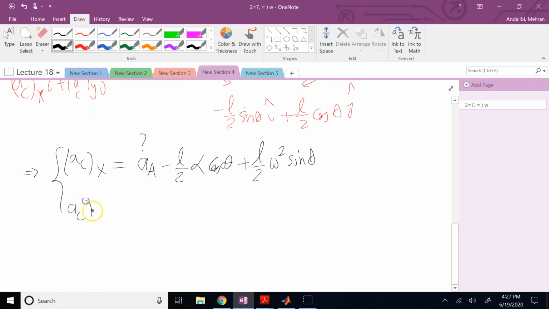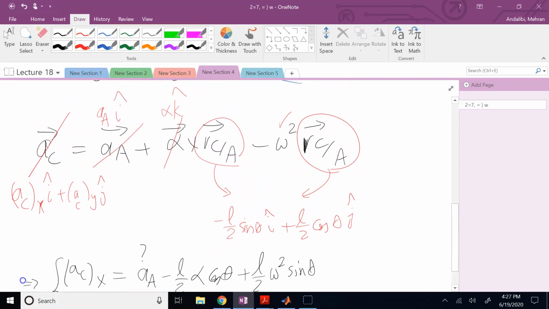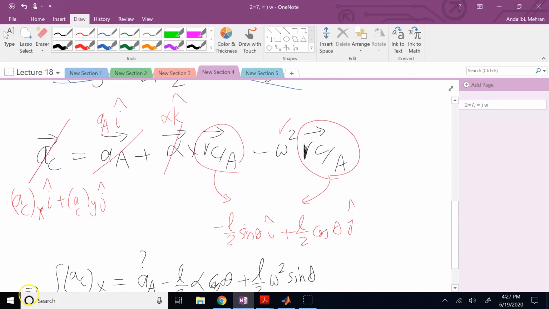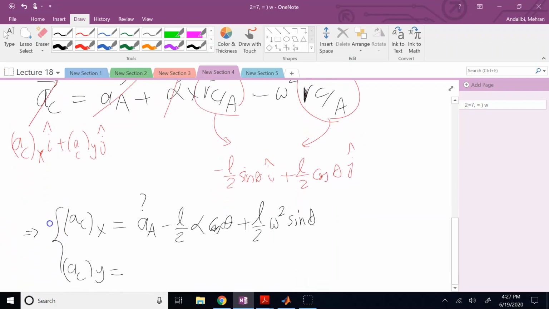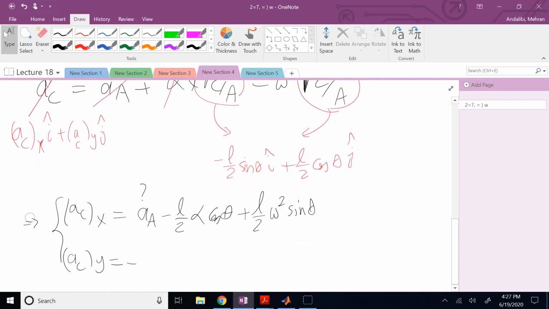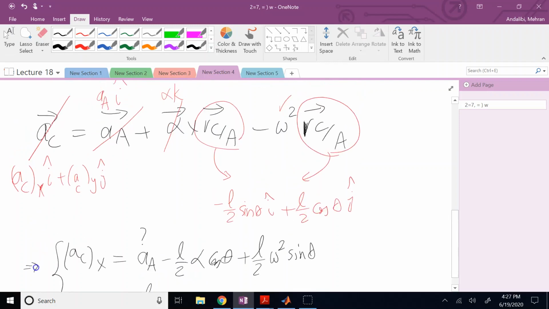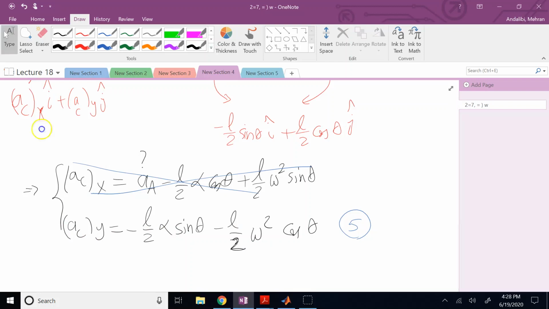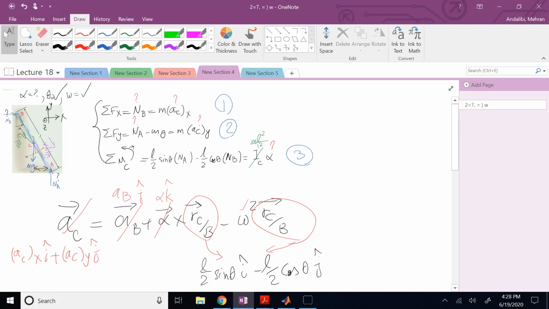And then you can find from the equality of y's, ACY is equal to, so it is going to be K cross I, which is J, and then you have a negative. So you're going to get negative L over 2 alpha sine theta. And then you have negative and negative, so you're going to get another negative. As I said, the top equation is not useful, but the bottom one is, because it relates the unknown ACY to the unknown alpha and the known term L over 2 omega squared cosine theta. So now with 1, 2, 3, 4, and 5, I have 5 equations, 5 unknowns, and I can solve.